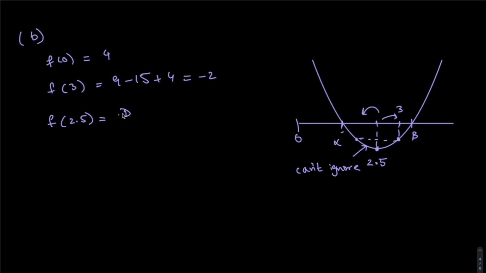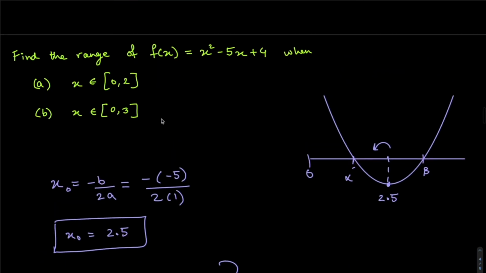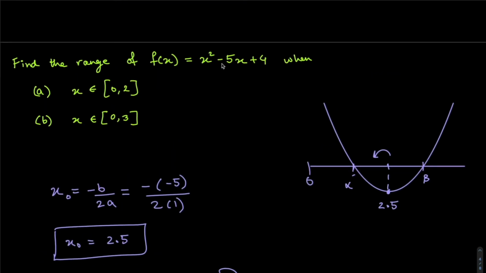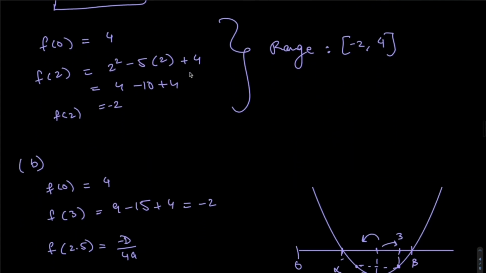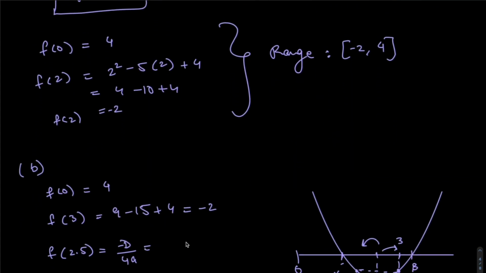Now I can do this multiple ways. I can use minus D by 4a, or I can just simply plug in 2.5 into this function right here, and I'll find the value, right? So there are multiple ways. So I'm going to use minus D by 4a just because I like it.